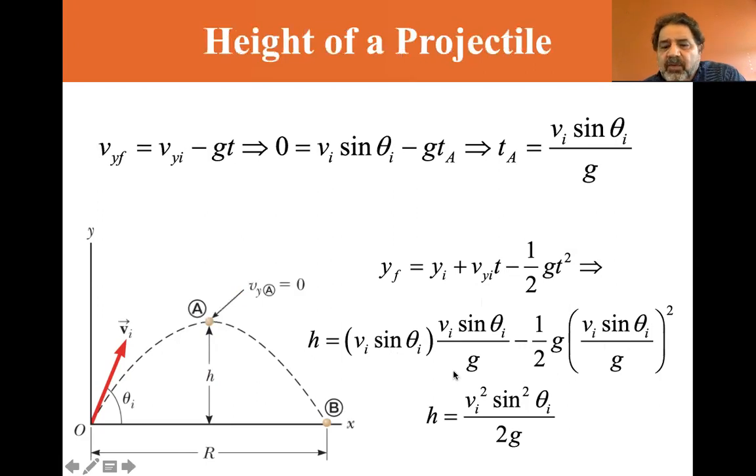So if you work that out, you're going to see that it's Vi squared sine squared theta over 2G, because from here we have Vi sine theta squared divided by G, and here we have Vi sine theta squared divided by 2G.